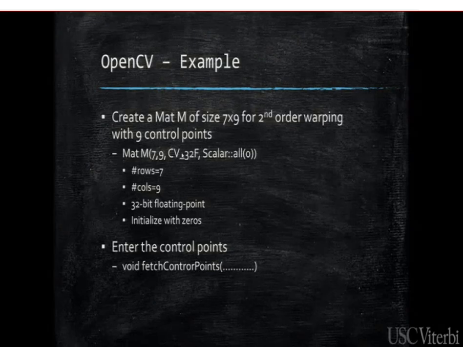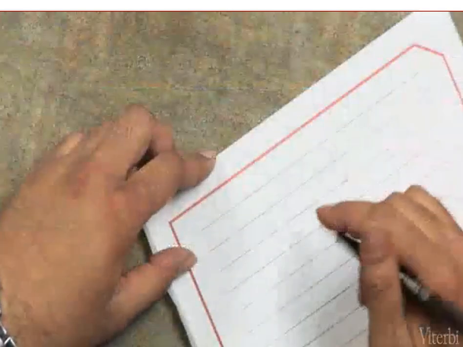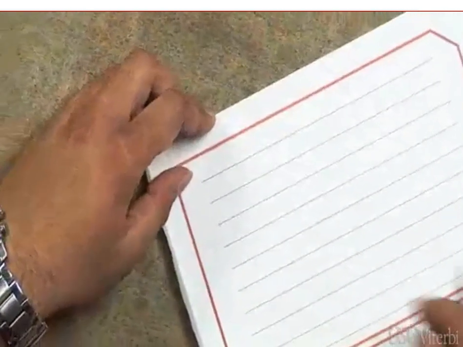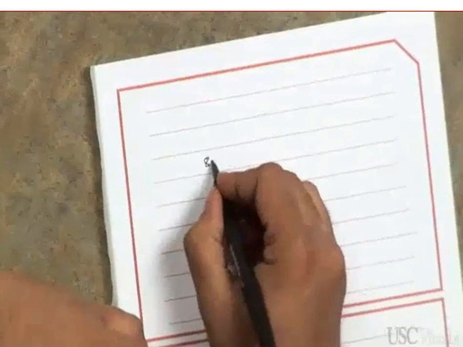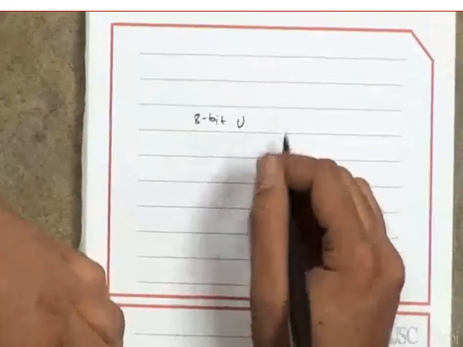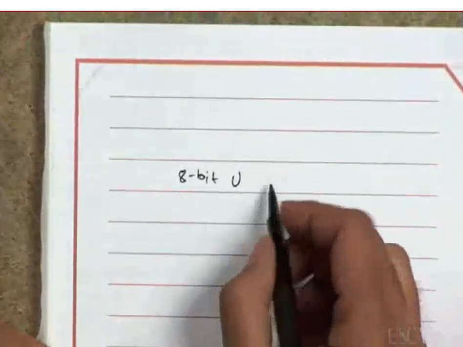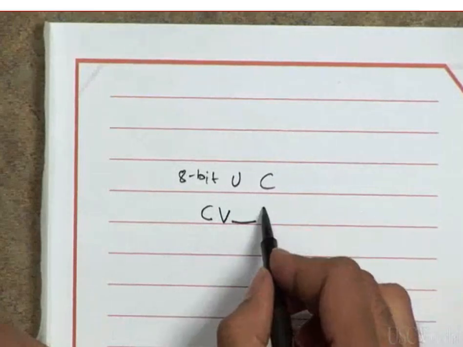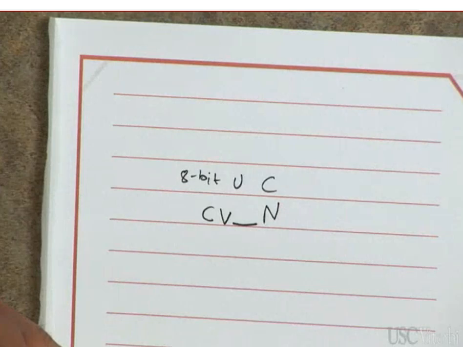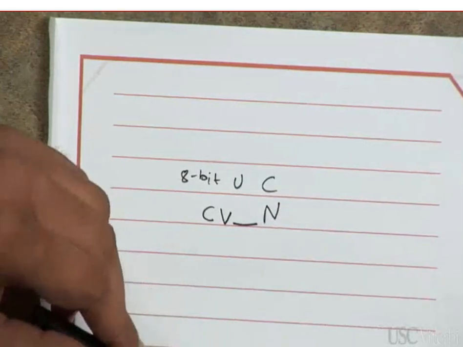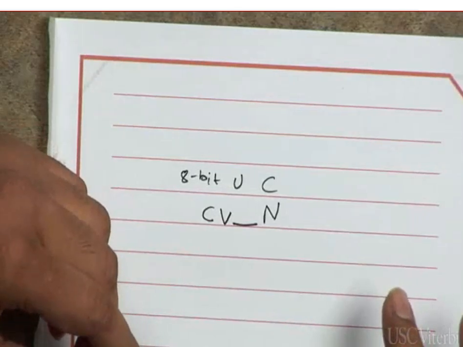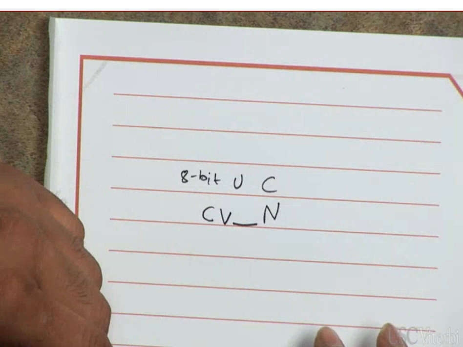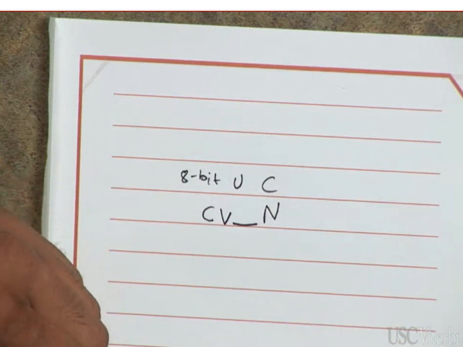So if you want to, can I have the overhead camera, please? So suppose I want 8-bit unsigned, char, complex number. So how would you code it in CV? I can see it. Can I have the overhead camera on the projector? Great.